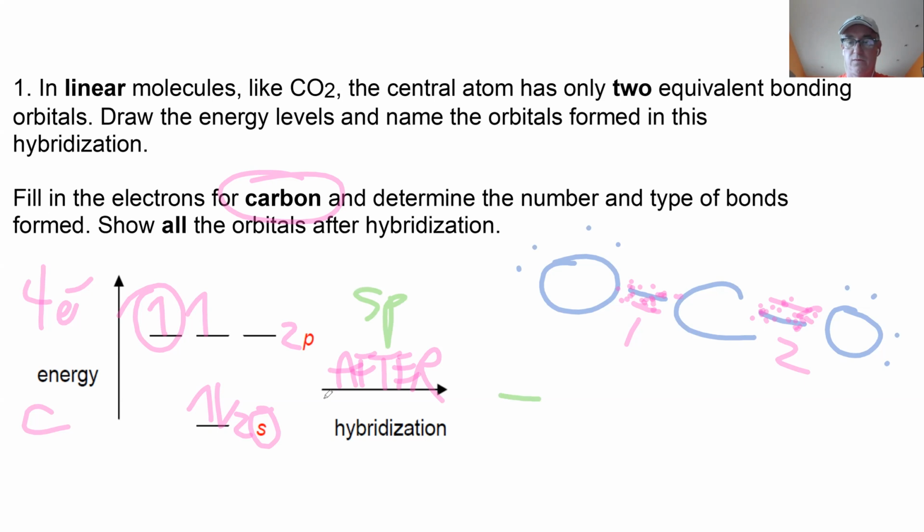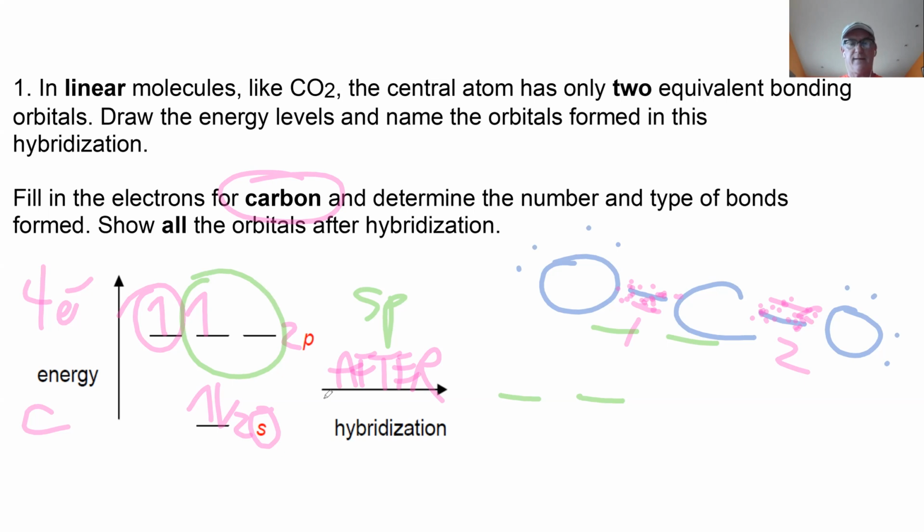1, 2. And what else am I going to have? 2 p orbitals. 1, 2. So the p orbitals don't change. These 2 p orbitals are unaffected. So I still have them. They're still there.